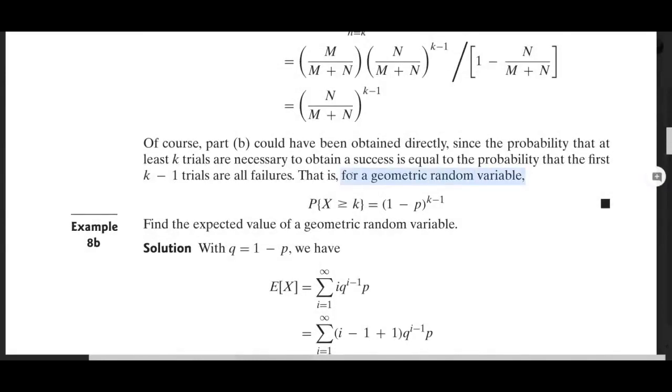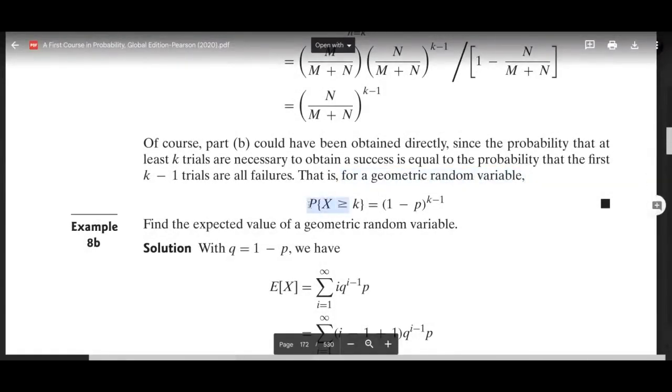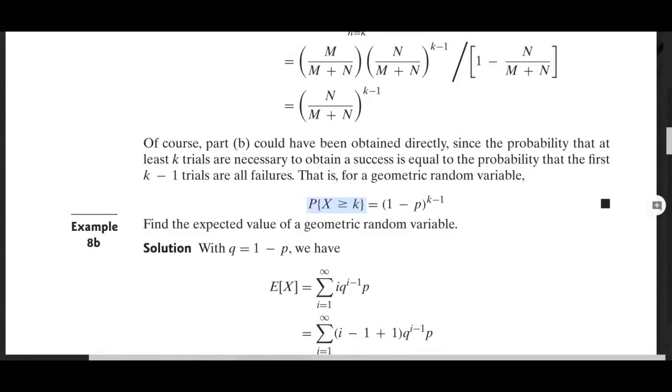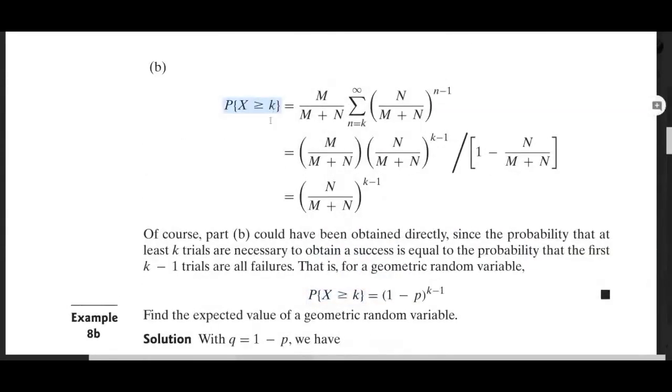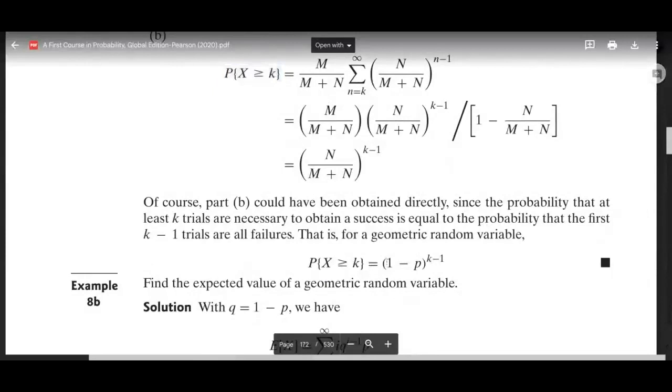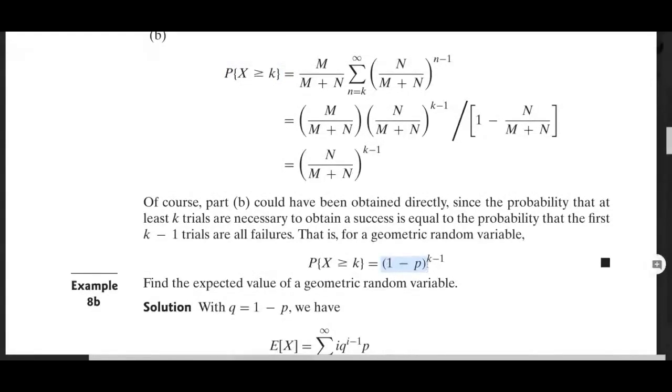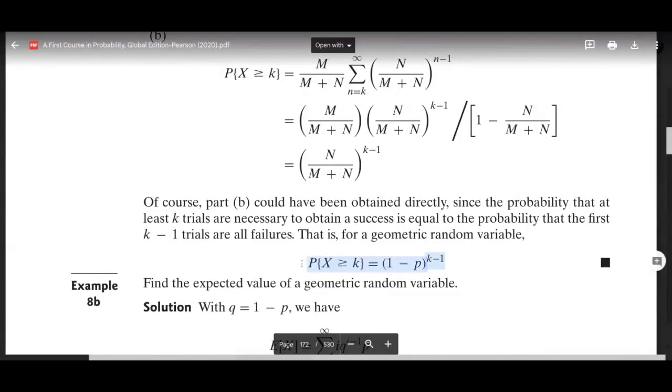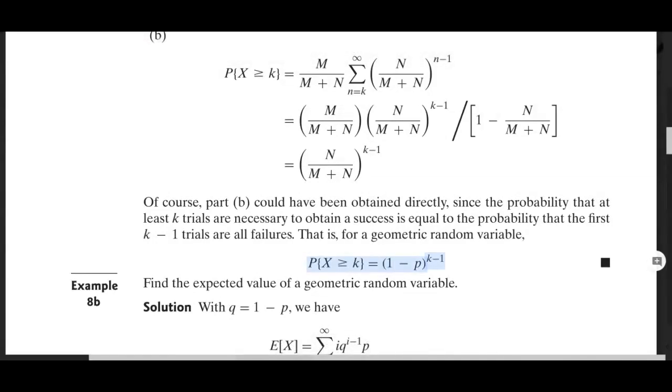So for a geometric random variable, the probability of X greater than or equal to k, so we have from here, is 1 minus p raised to k minus 1. So this is another great formula to use.